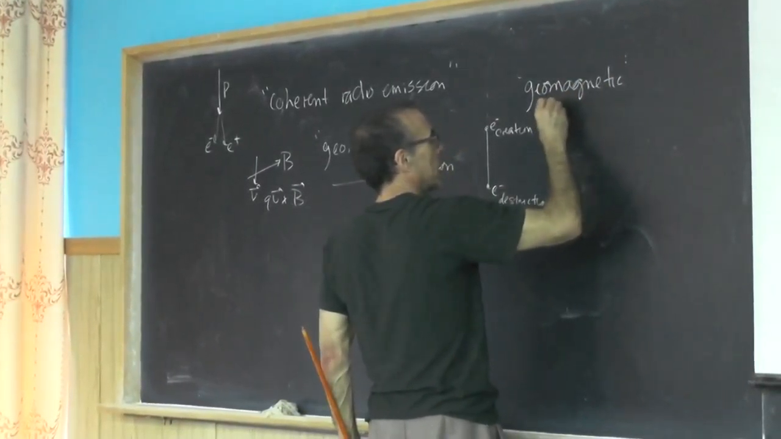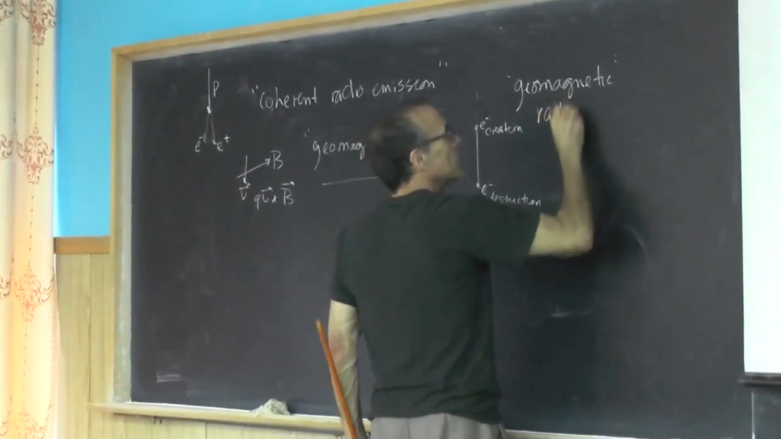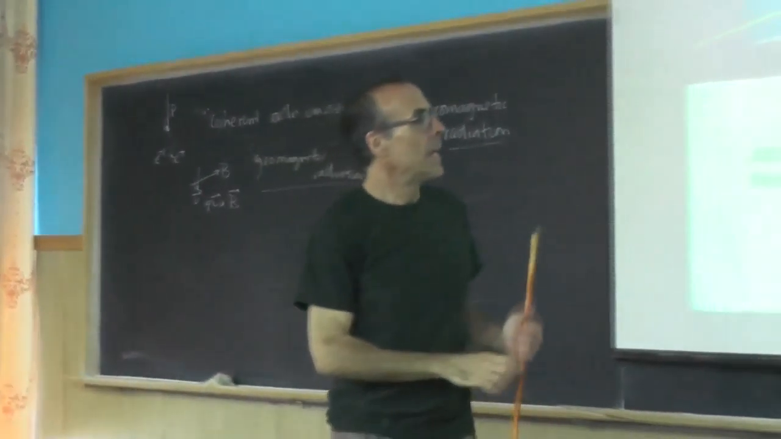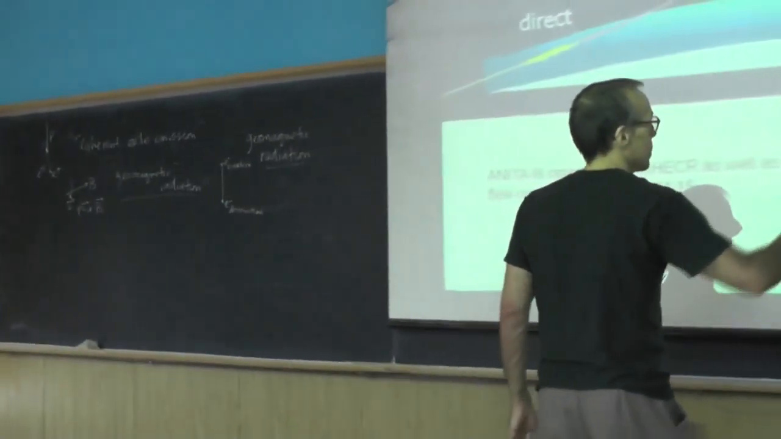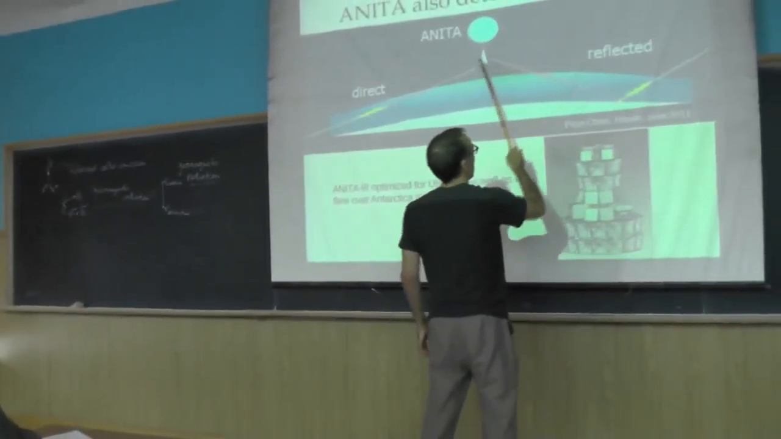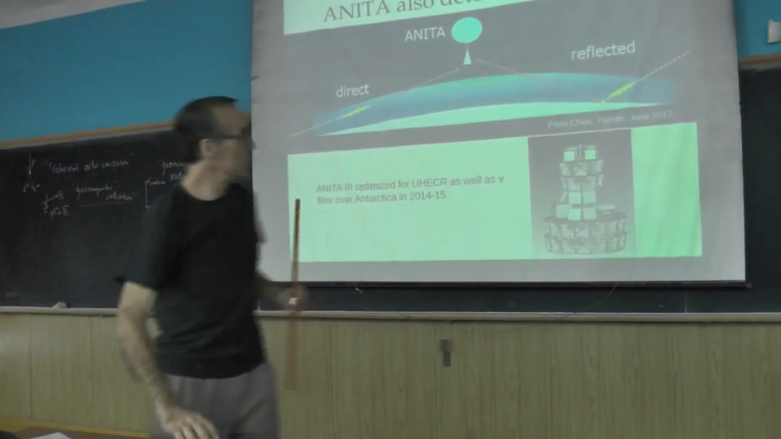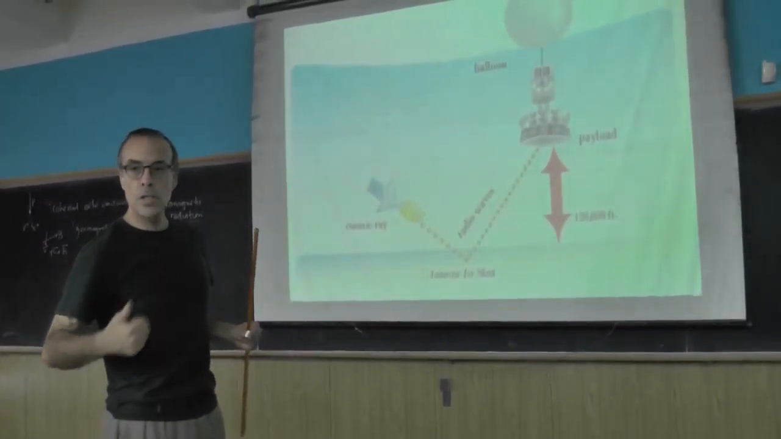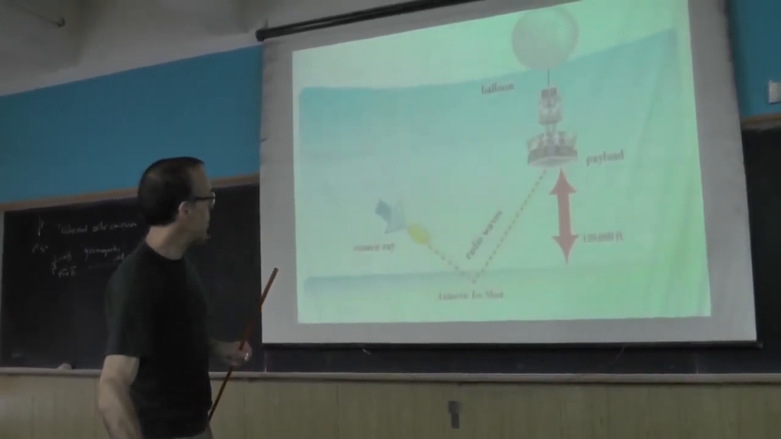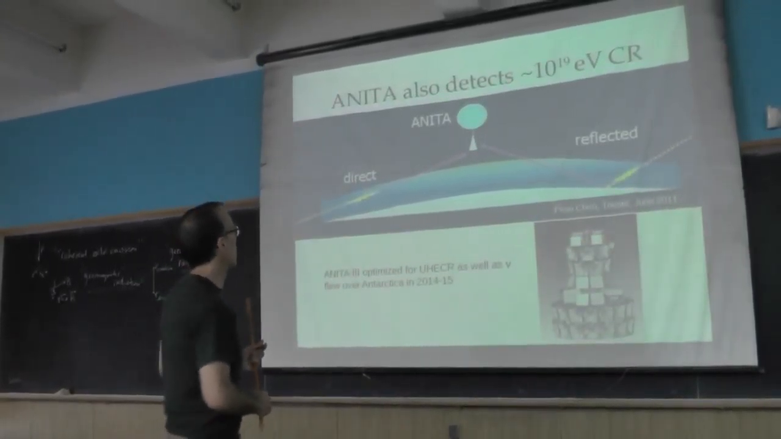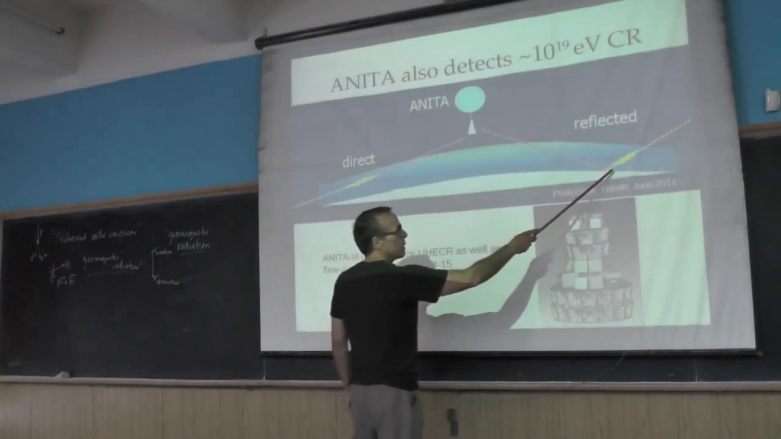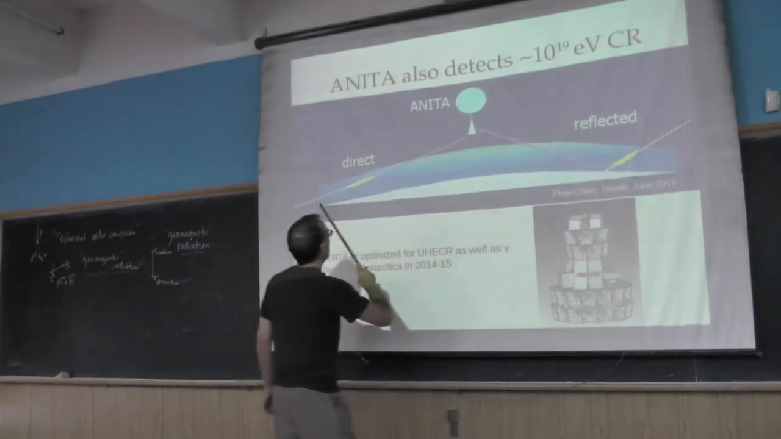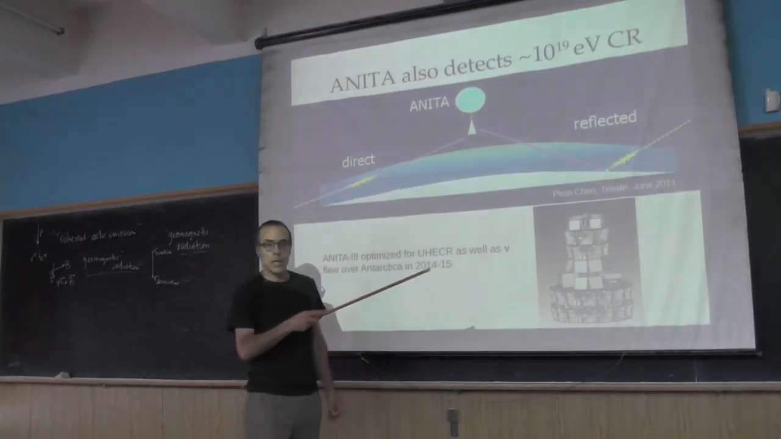You have this geomagnetic radiation. Okay, and that radiation is observed mostly by reflection off the surface. That's how it goes. And in the first ANITA experiment, surprisingly, there were 14 of these radio signals that were observed by reflection, and 2 that were observed directly.